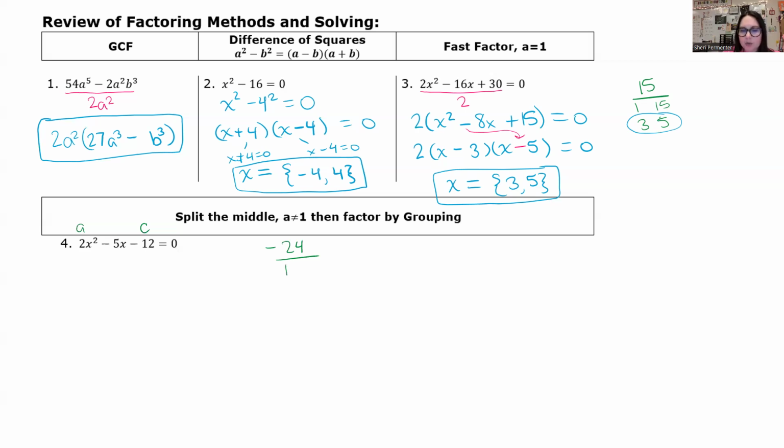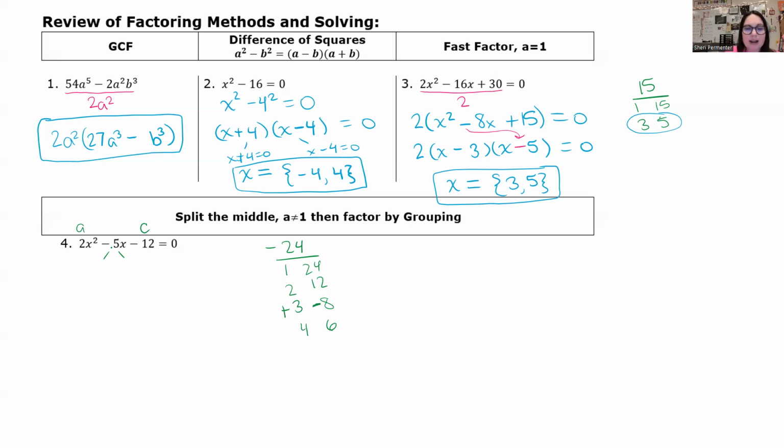So 1 and 24. We've got 2 and 12. 3 and 8. 4 and 6. Can one of these pairs be put together to make 5? 8 and 3. So if we put them together to make negative 5, the bigger number would have to be negative, and then I would have to add 3, right? Negative 8 plus 3 will give me negative 5.